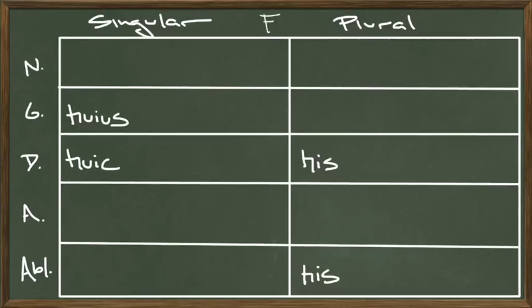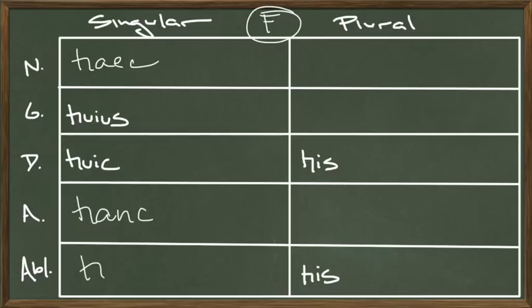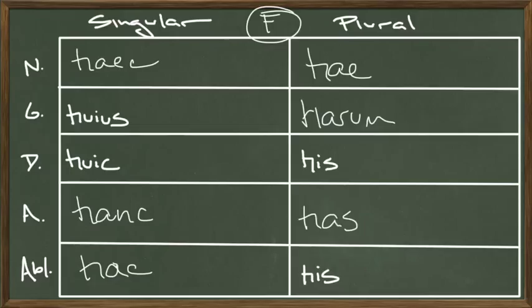So the feminine version, I'm not going to write these on all of these because the translation is exactly the same. The feminine version, haec, huius, huic, hanc, hac. So you can see it's almost the same, except in locations where there's an O, often we have an A. Hae is plural. Harum, oops, harum, his, has, his. So the feminine: haec, huius, huic, hanc, hac, hae, harum, his, has, his.